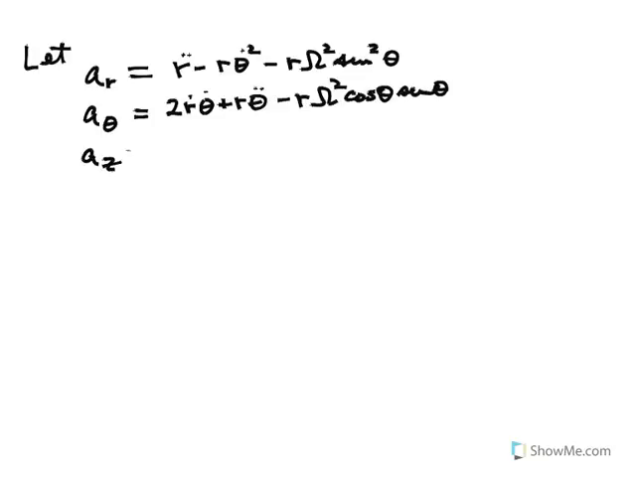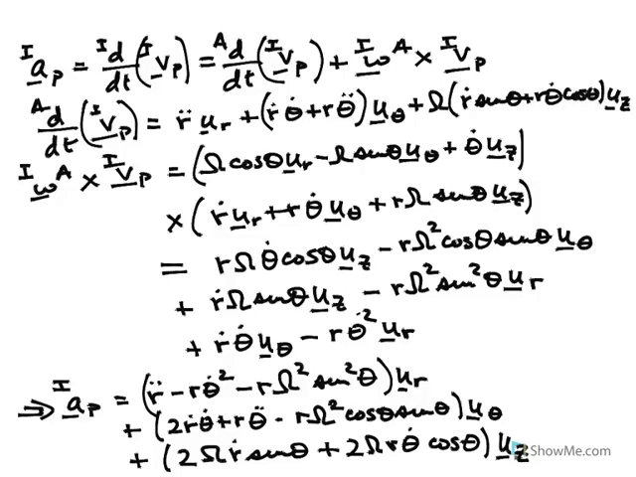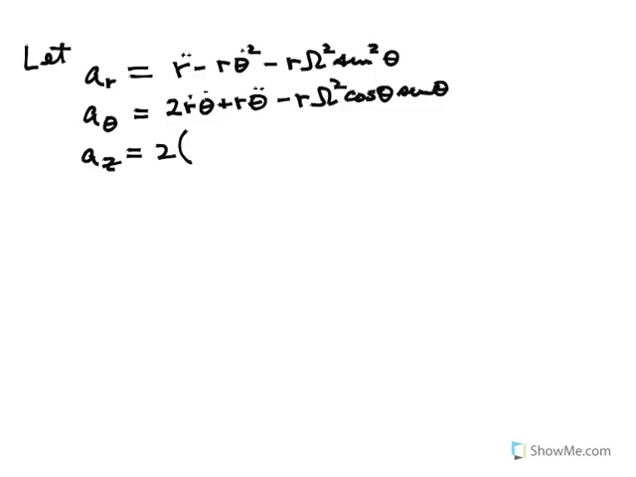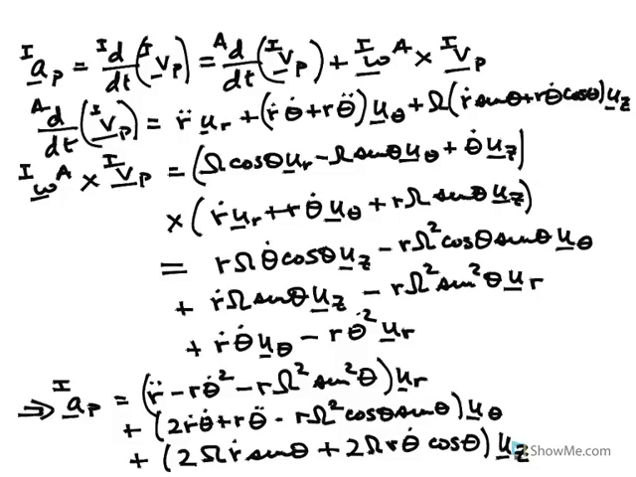And then I'm going to say A_Z, there's a 2 in front of everything with the A_Z, and then there's an omega. So we'll actually have 2 omega, and then what's left over is going to be an R dot sine theta plus an R theta dot cosine theta.